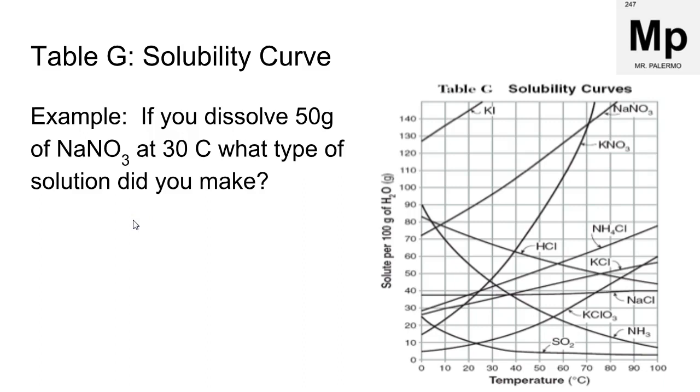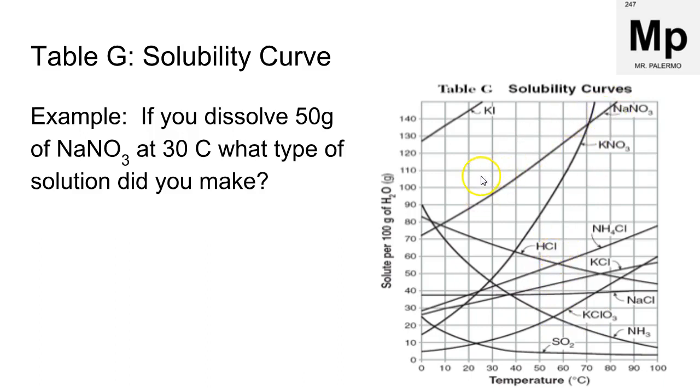So here's an example of a solubility curve question. If you dissolve 50 grams of NaNO3 at 30 Celsius, what type of solution did you make? So first find NaNO3. And on the regions, I would highlight the line or trace it so you know that it's the correct line, because they get kind of jumbled up here. So here's NaNO3 right here.